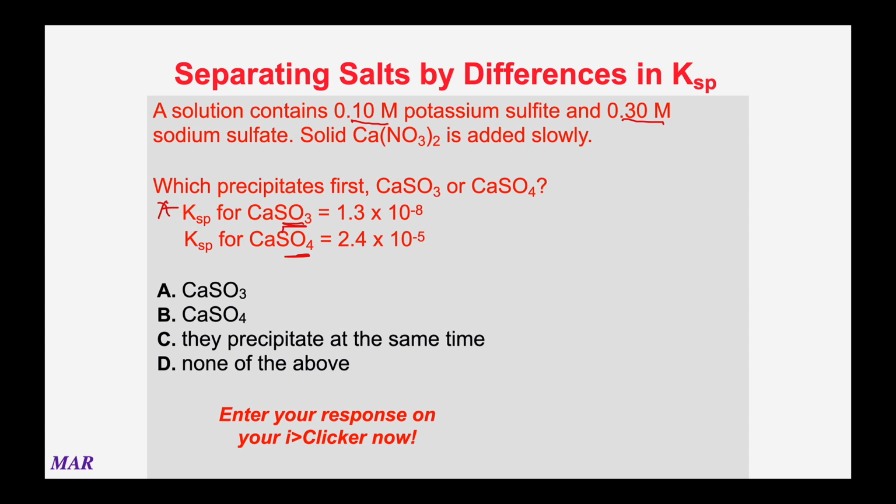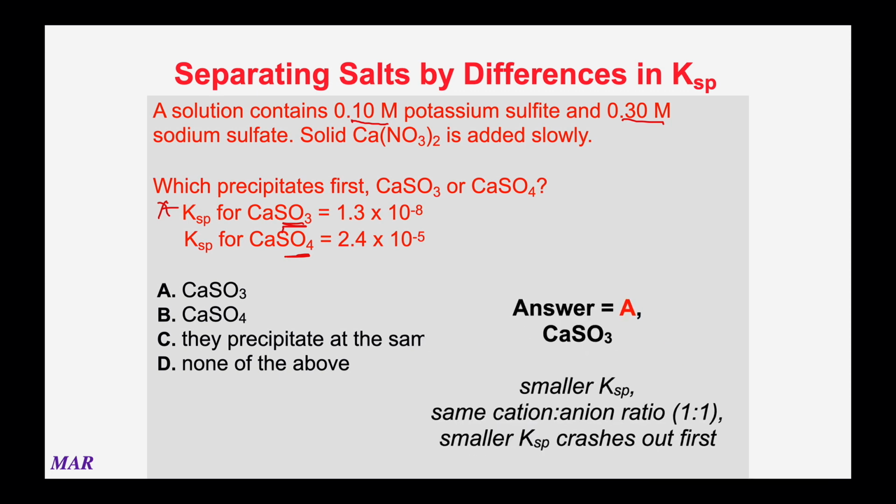That's the unofficial way. Smaller KSP often means precipitate first, while larger KSP would mean precipitate last. Now, the official way to do this would be to set 1.3 times 10 to the minus 8 for calcium sulfite equals the calcium, our unknown, times sulfite, and sulfite is 0.10, and you'd solve for calcium. You do the same thing for calcium sulfate, 2.4 times 10 to the minus 5 equals the calcium, the unknown, times 0.30, the sulfate, and you'd solve for calcium. Either way you do it, you're going to see calcium sulfite is the smaller one.